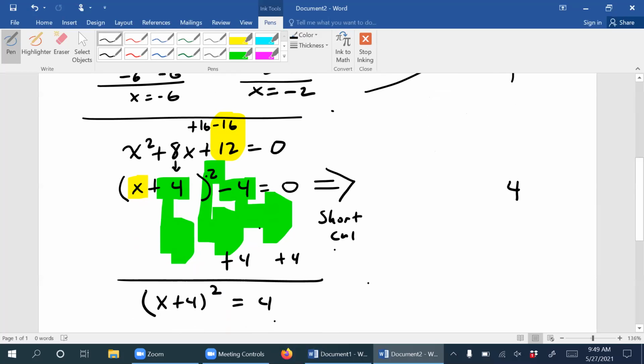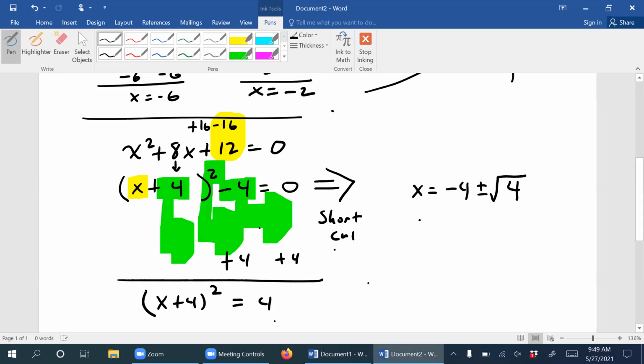How to get rid of a square? We take the square root. How to get rid of a plus 4? We minus 4. We can do this all in one step. Like, no joke, we can do this all in one step. We're going to do this like 3 or 4 more times, and I'm going to show you guys you can actually come up with this all in one step.